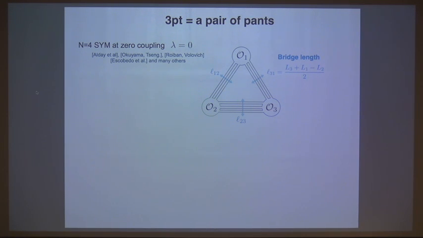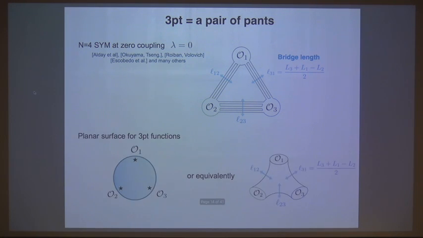higher point planar functions, which is actually the 3-point function. At tree level, the computation of the 3-point function is rather easy because all you need to do is just do the planar Wick contraction. And one important feature of this planar Wick contraction is that the number of propagators between a pair of operators is completely determined by the length of the operators. For example, the number of propagators between O1 and O3 is given by this formula, which is (L3 + L1 - L2)/2.